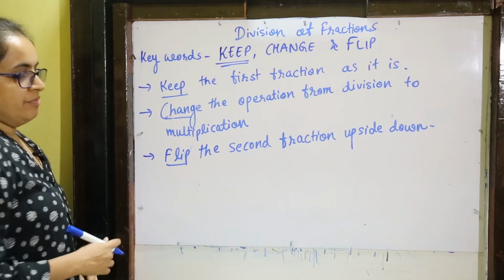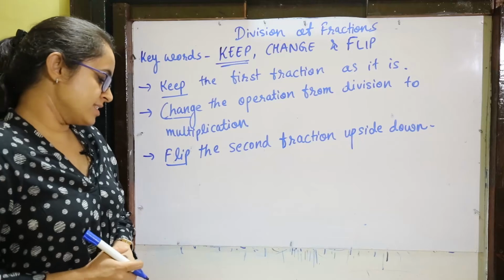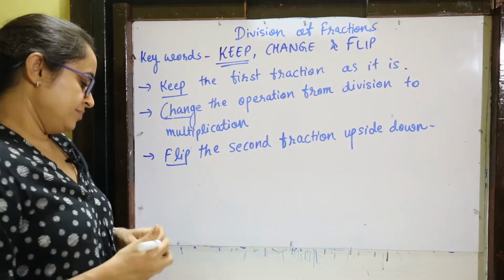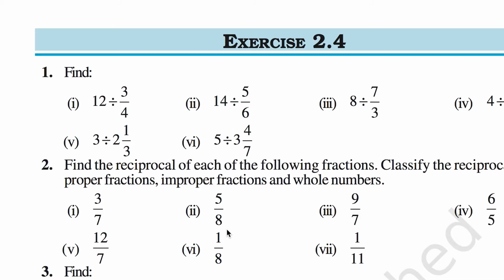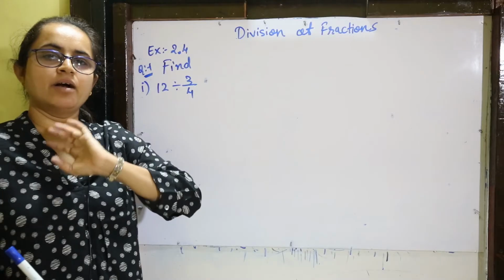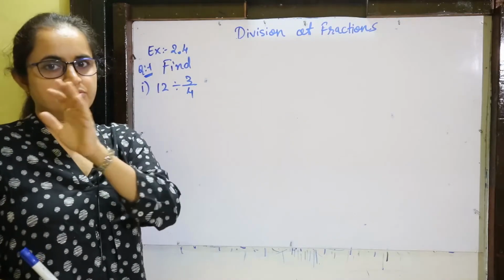Now we will move on to the exercise. Okay, fine, we'll start with exercise 2.4, find, and in that the first one, A. Now, 12 divided by 3/4. Again we will use the technique of keep, change, flip.